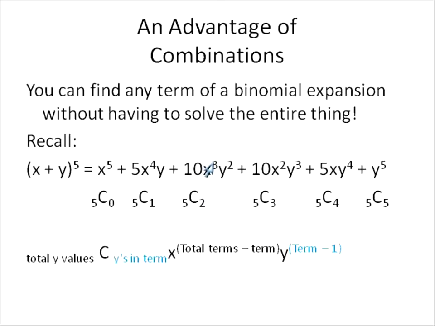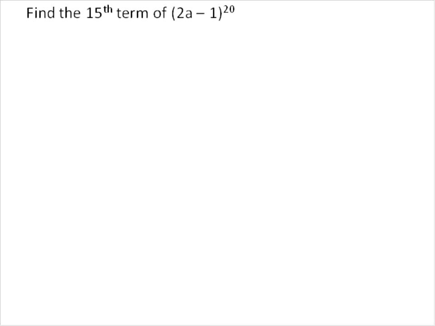The x values are the total terms in this expansion minus whatever term you're looking for. So it's raised to the power of 5. That means there's 6 terms. This is the third term. 6 minus 3 is 3. 6 minus 2 is 4. 6 minus 1 is 5. So if you follow this, you can find any term in a binomial expansion without having to do the whole thing.